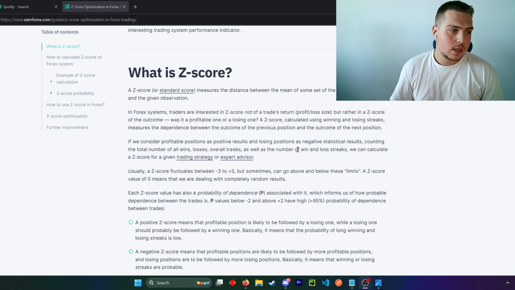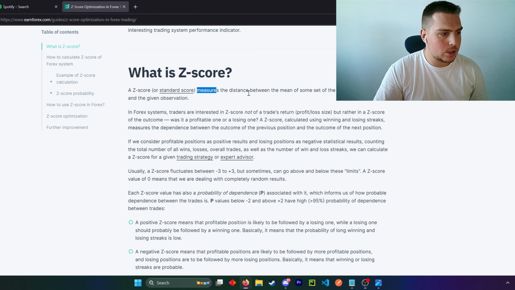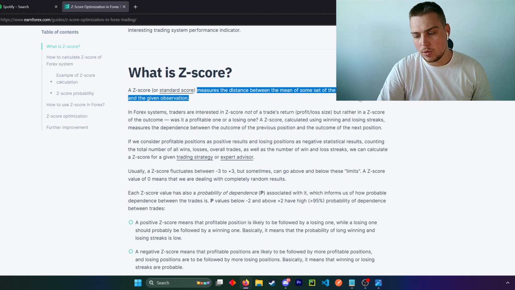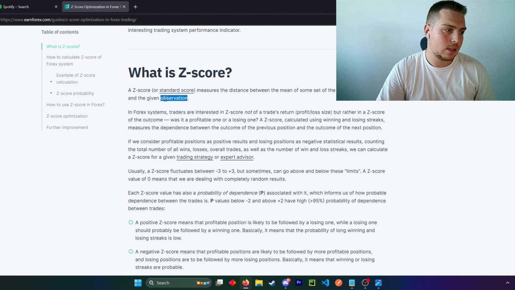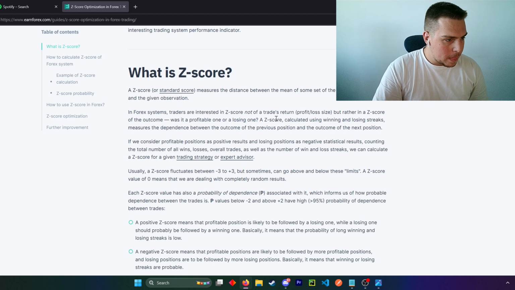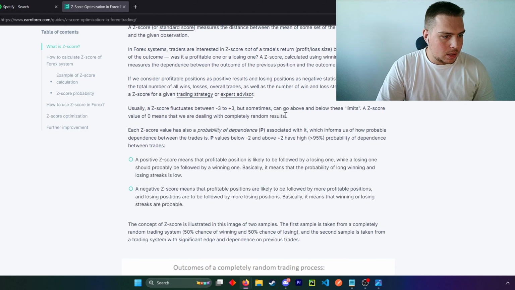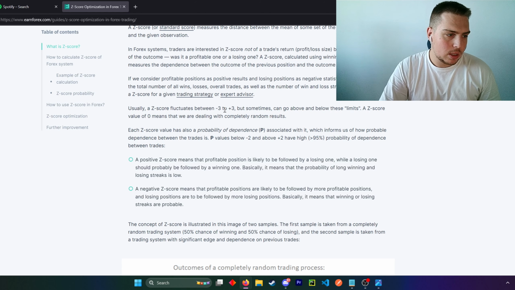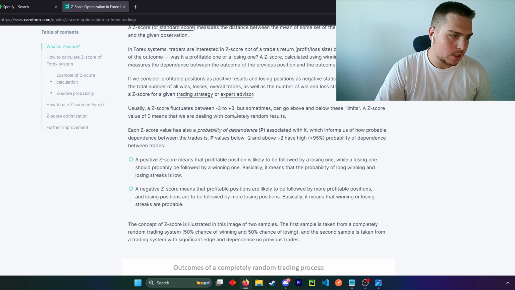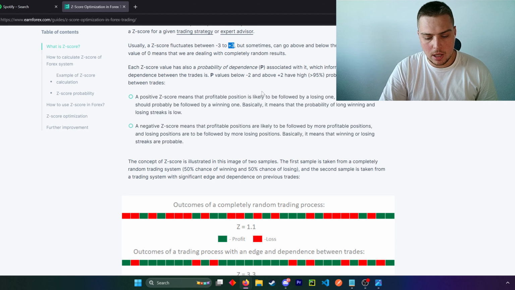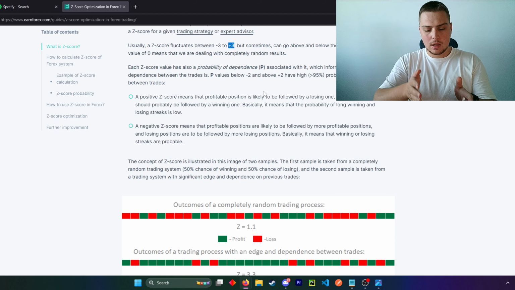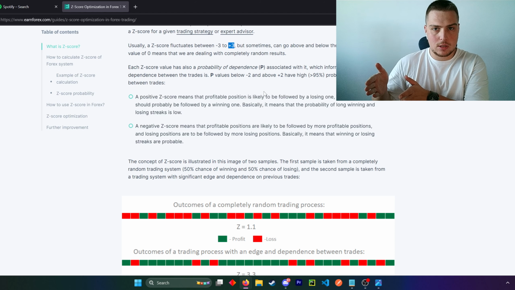In statistics, obviously, it measures the distance between the mean of some set of statistical results, in this case, wins and losses, and the given observation. So the reality versus the mean. It fluctuates between -3 to +3, and the higher it is, the more the strategy is likely to have a string of wins followed by a string of losses.